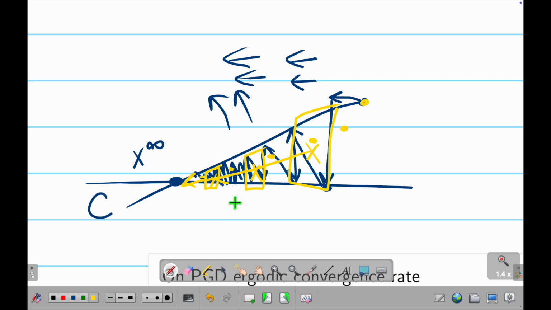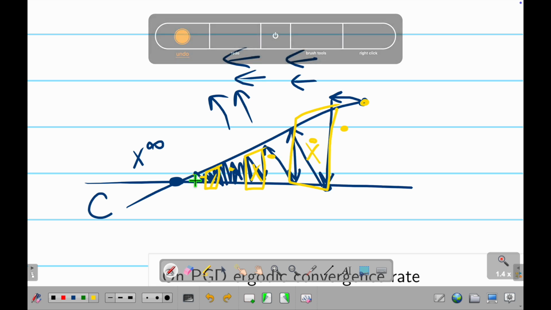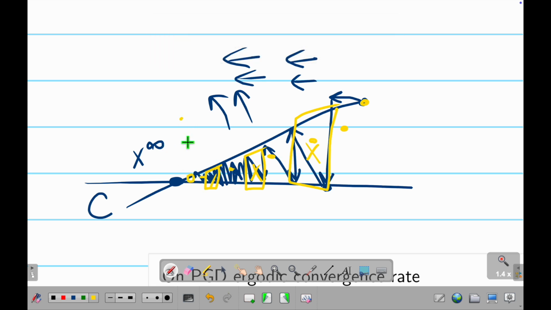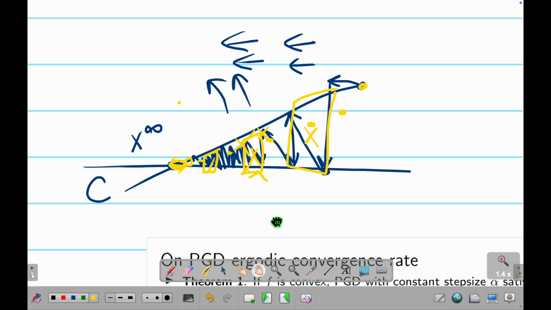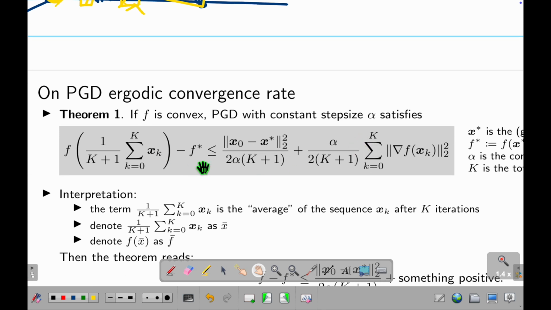So that's why we talk about ergodic convergence. It's possible that the projection will make your point go further away, right? But if the centroid is getting closer, then in the end, this shape becomes very tiny, the 4 corners become 1 point, then everything converges. So this is why convergence of projected gradient descent is slightly different.